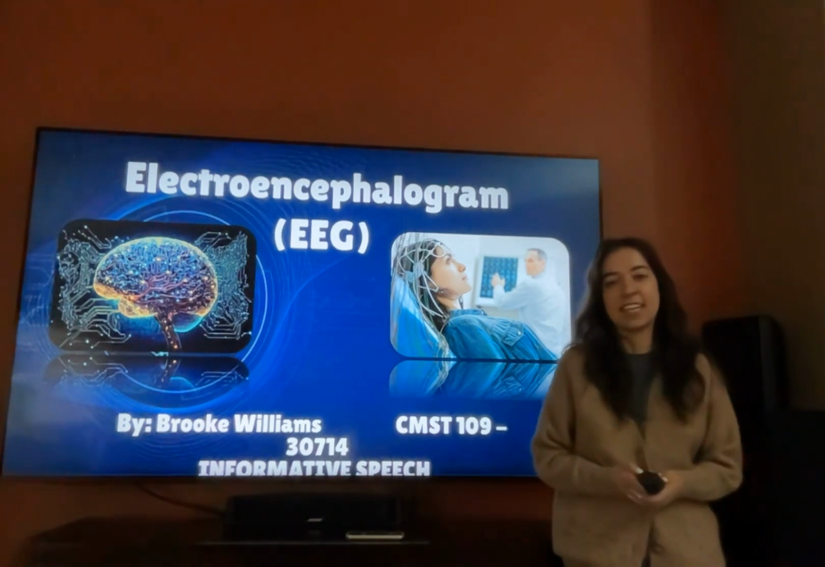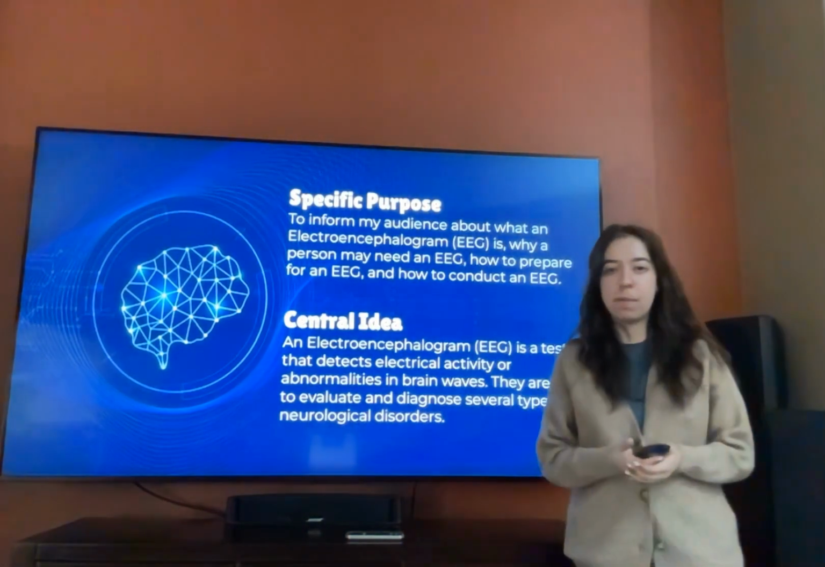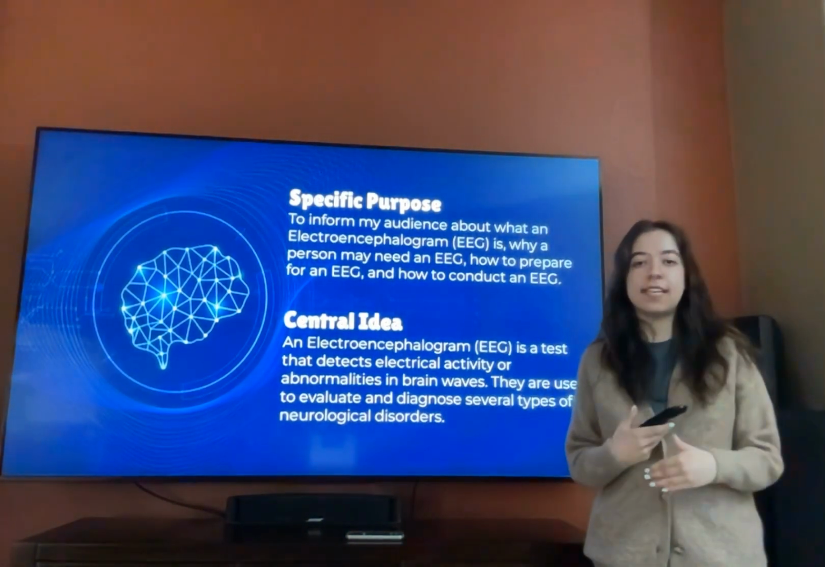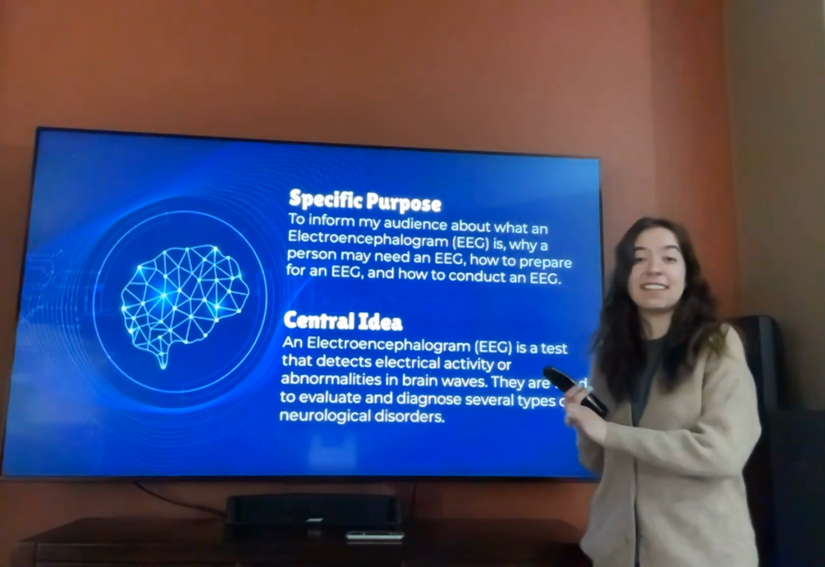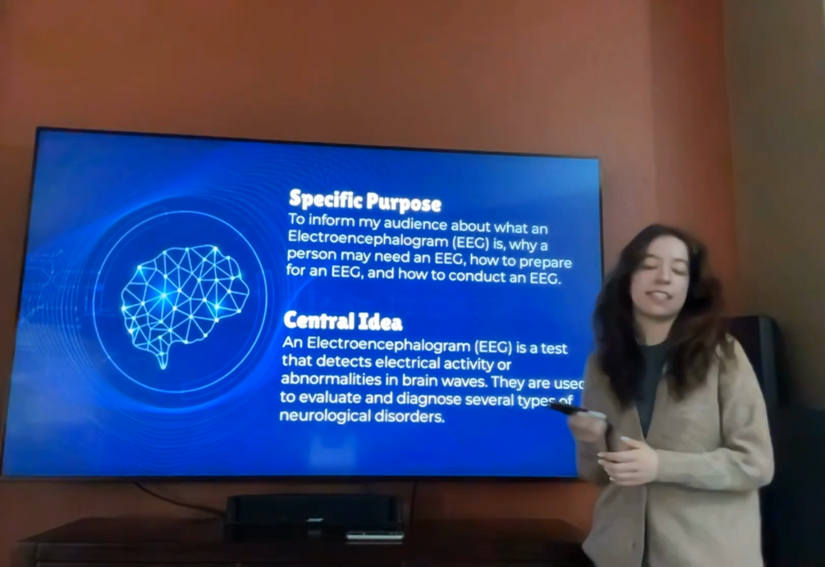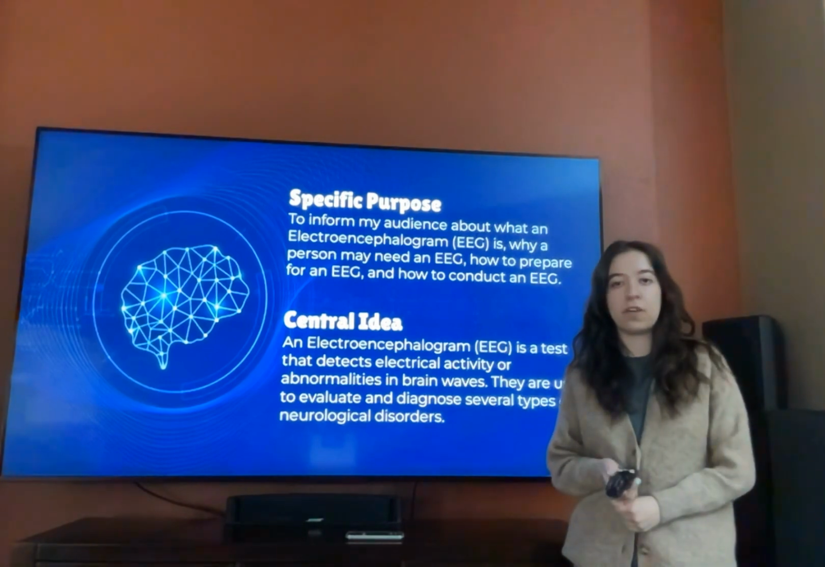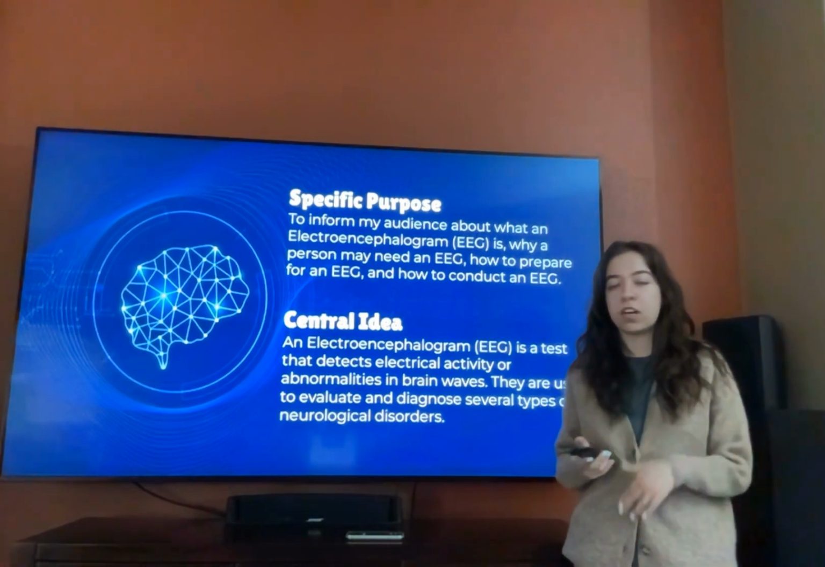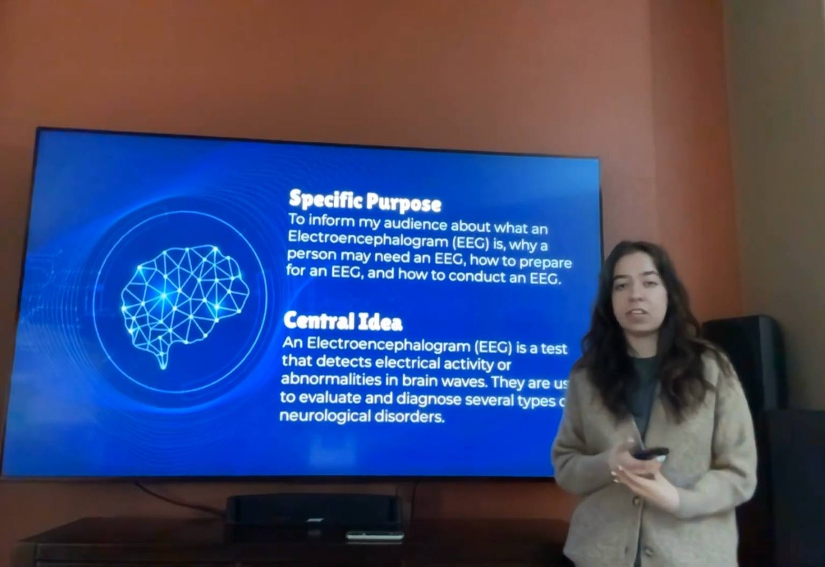otherwise known as EEGs. My specific purpose is to inform my audience what an EEG is, how to prepare for one, how to conduct one, and my central idea is an electroencephalogram, EEG, is a test that detects the abnormalities in brain function. So we get to see different neurological disorders and use that to our advantage to help treat patients.